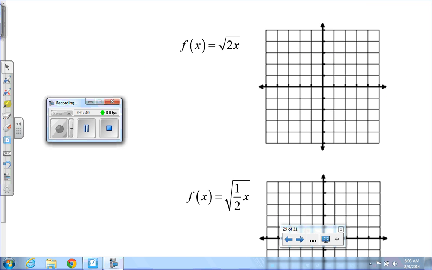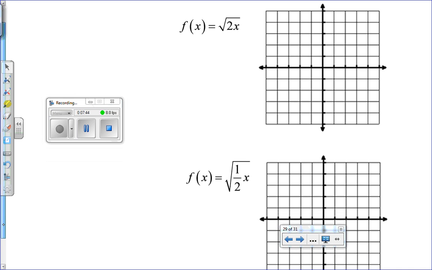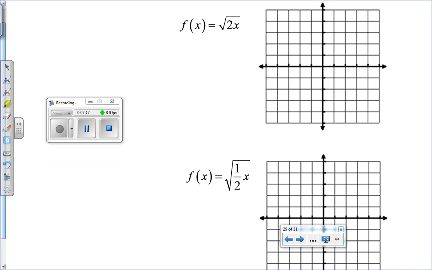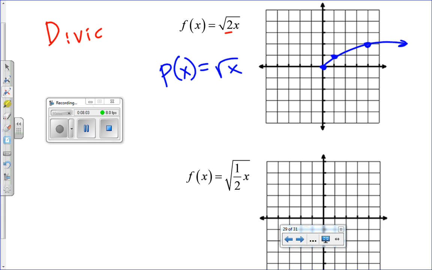Let's look at horizontal stretches and shrinks. Once again, I'm using the square root function. It's called p of x for the parent function. Let's go square root of x, and we have 0, 0, 1, 1, 4, 2. So what we have on the first example, it's a horizontal shrink. We are dividing. Divide the x coordinates by 2.